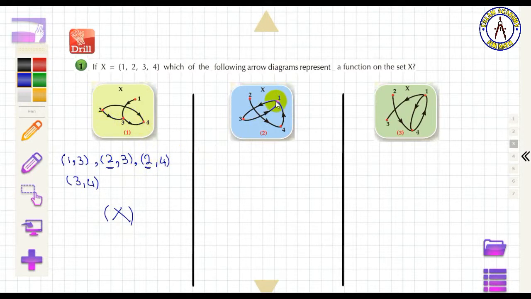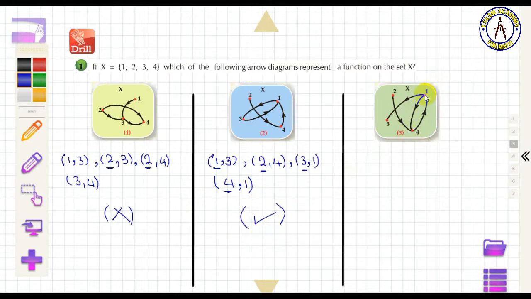For the second one, the first ordered pair is 1 and 3, 2 and 4, 3 and 1, 4 and 1. Each element of x appears once at the first projection: 1, 2, 3, 4, and there is no element appearing 2 times. Then we can say this relation is a function.